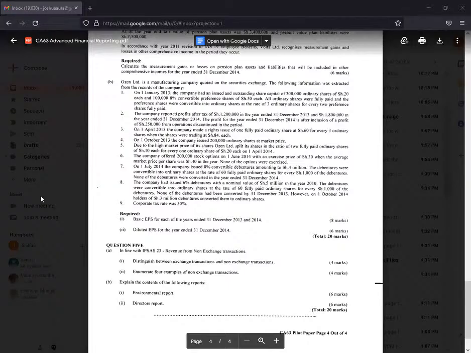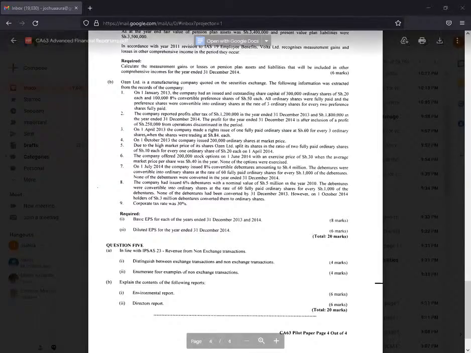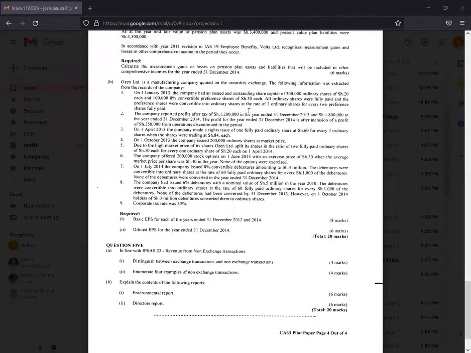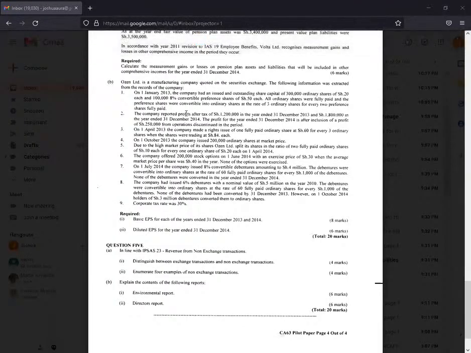So maybe if you could read. On 1st January 2013, the company had issued and outstanding share capital of 300,000 ordinary shares of 20 each and 100,000 8% convertible preference shares of 50 each. All ordinary shares were fully paid and the preference shares were convertible into ordinary shares at the rate of 3 ordinary shares for every 2 preference shares fully paid. But we see we never converted anything, right? We never converted these preference shares.